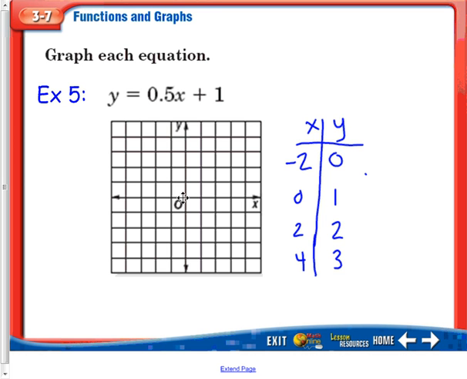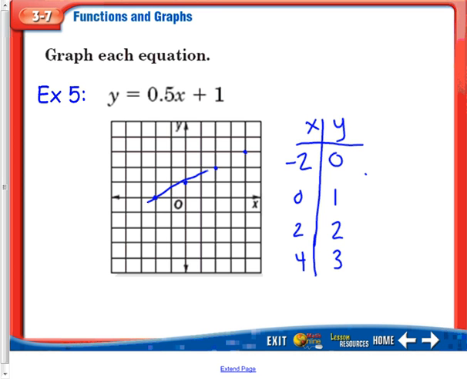So let's go left 2 and 0. So we're going to be right there. And we'll be at 0, 1. And we'll be at right 2, up 2. And we'll be at right 4, 1, 2, 3, 4, up 1, 2, 3. So again, we still have a linear line.